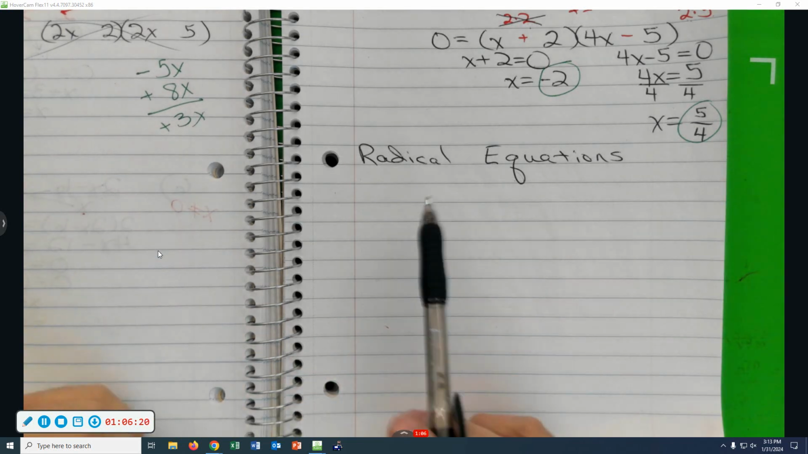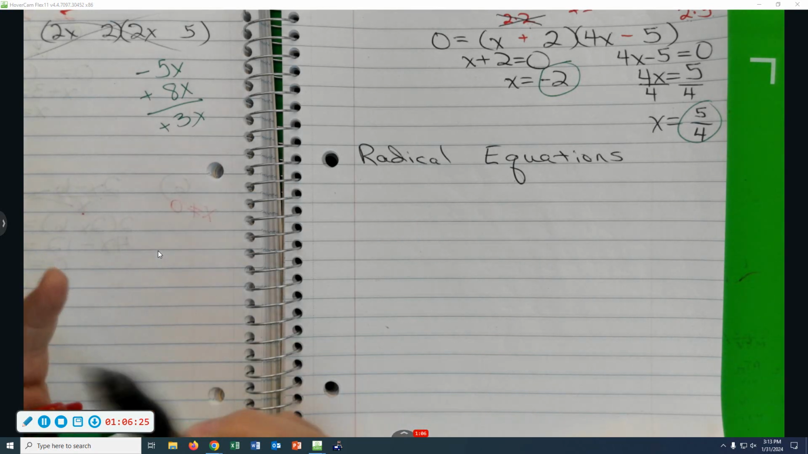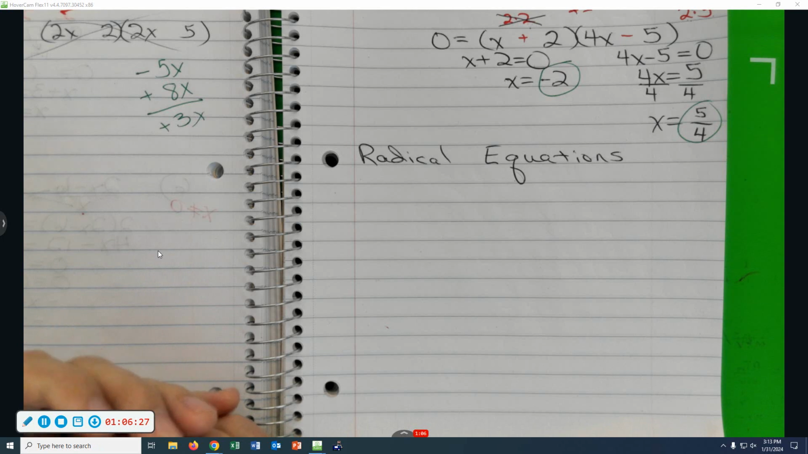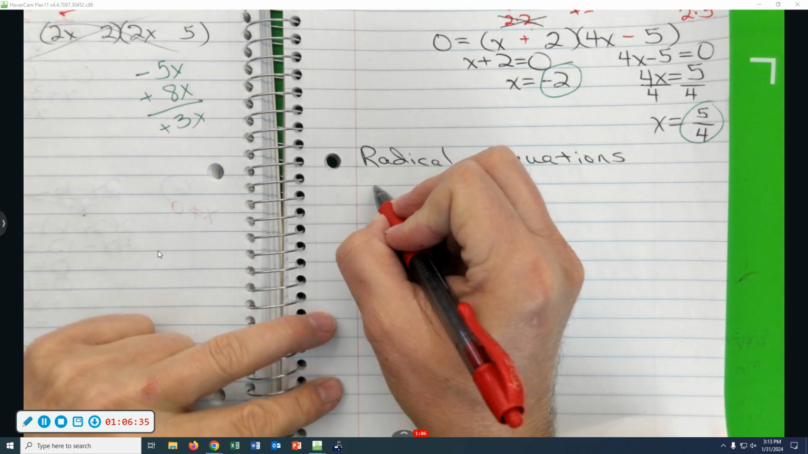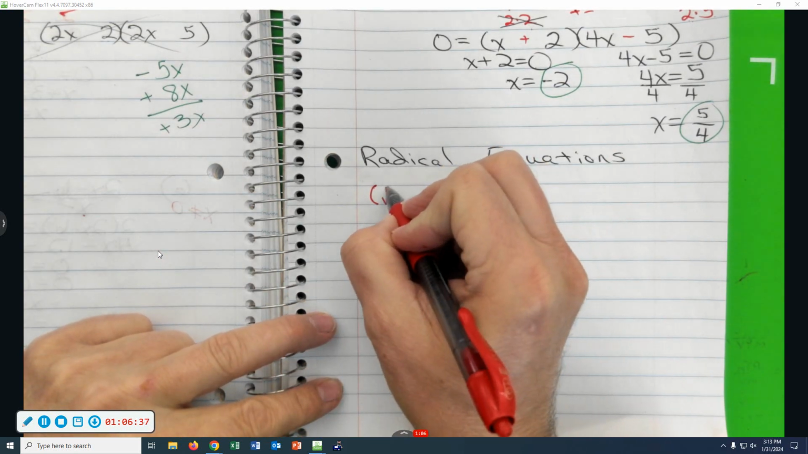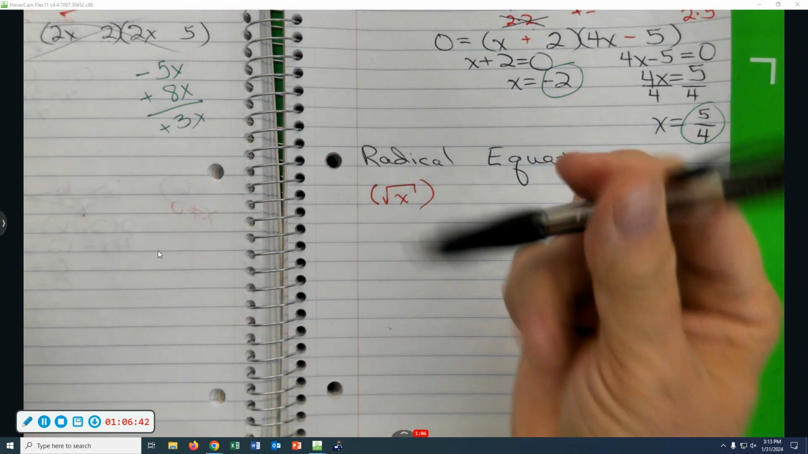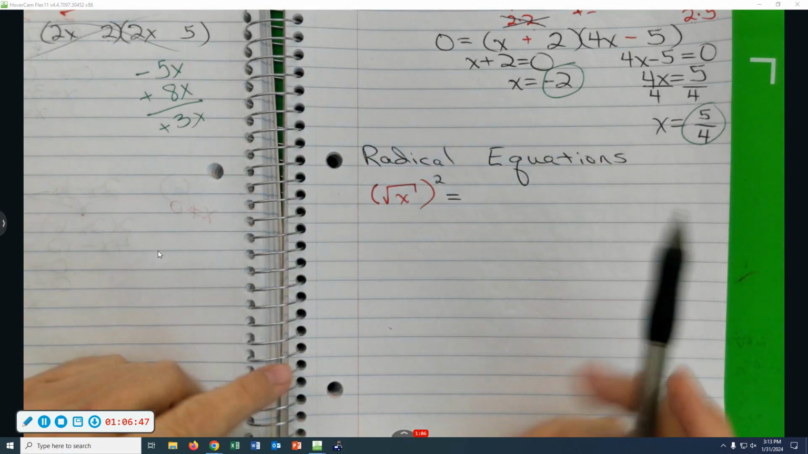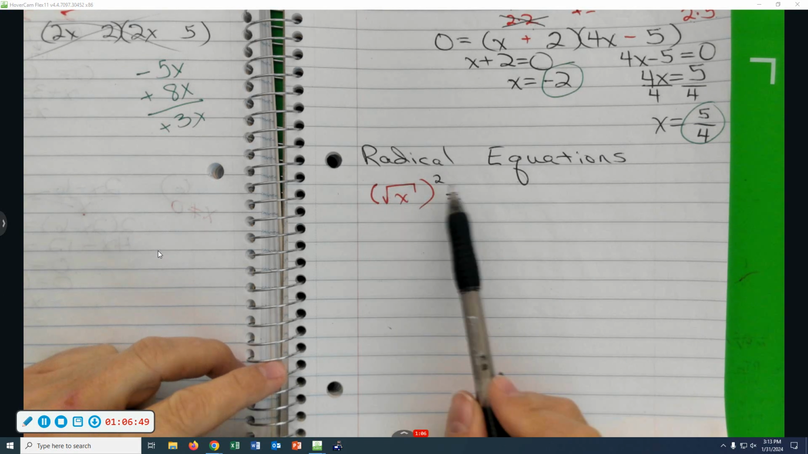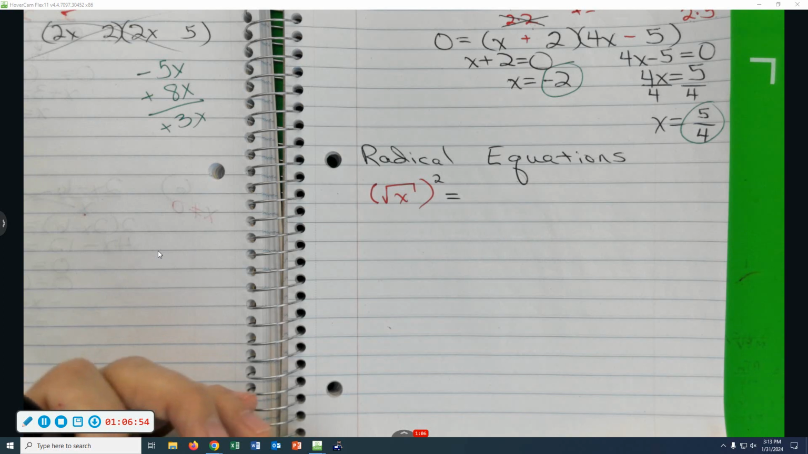But there's something we need to discuss regarding radicals before I write up my little general procedure for solving radical equations. Suppose we had, let's say, the square root of x, and we were to square it. I remember this popping up early on during the first assignment. If we have a square root that's being squared, what impact does that square have on the square root?